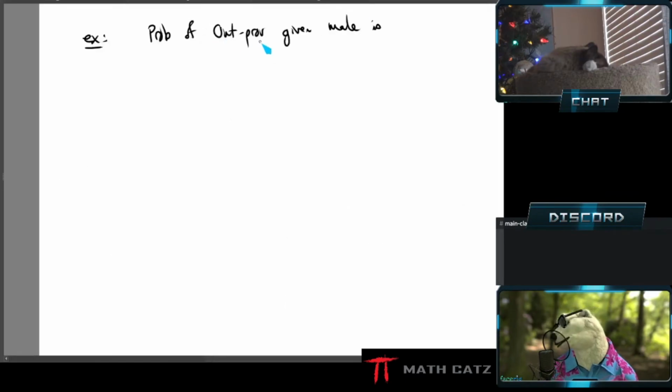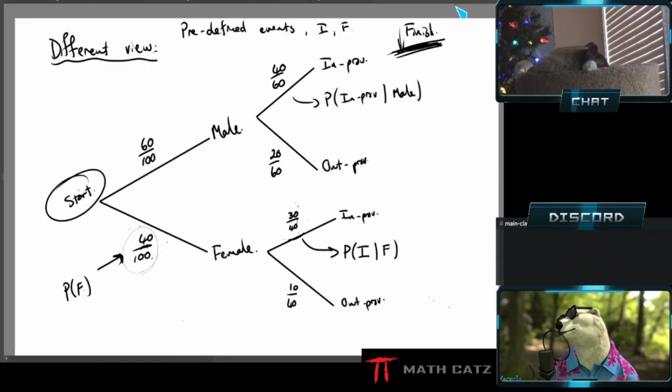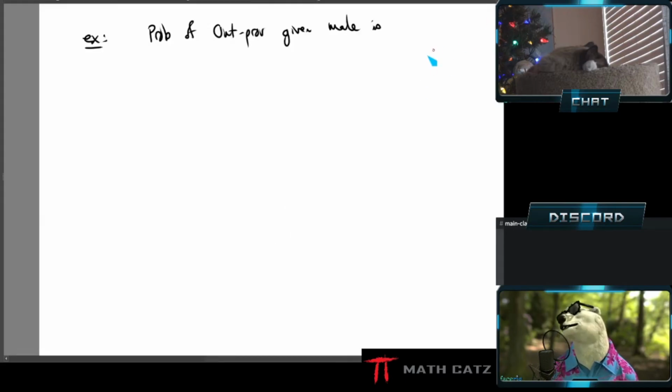Out of province given male. It's already there. The way I've set up my tree, I needed those probabilities and I filled them in. So reading it from the tree is just picking this one, because this is exactly: having taken the male step, given male, what is the probability of being out of province? 20 out of 60.